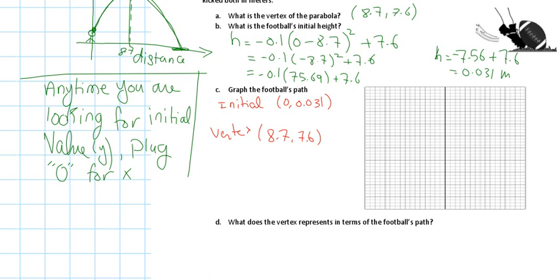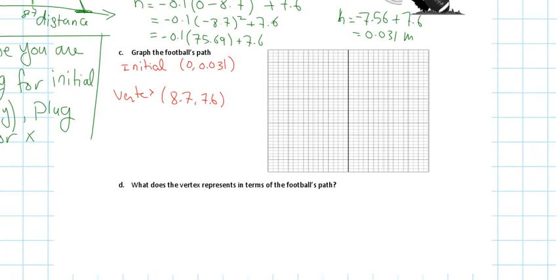Okay? So I'm going to make my own graph here. So I'm going to change my axis. So this is my distance in meters. And this is the height in meters. You see how I'm labeling my axis? You see how I'm putting my units? Okay?